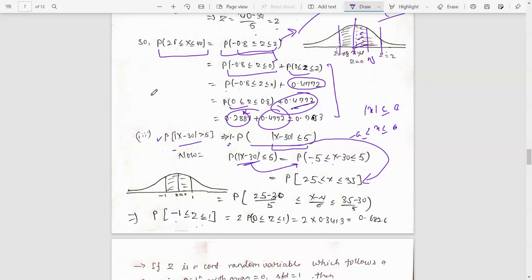Obviously, minus 1 to 1 z is a simple thing. You can see that z is equal to 0 here, and minus 1 to 0 and 0 to 1, so both areas will be the same, because it's a symmetrical distribution. So you can write it as two times the area between 0 to z, 0 to 1, and this will be given to you in the question, and you can find this probability. Now if you just do 1 minus 0.6826, you will get this required probability.